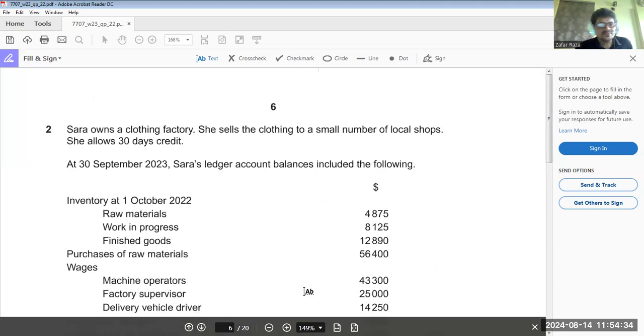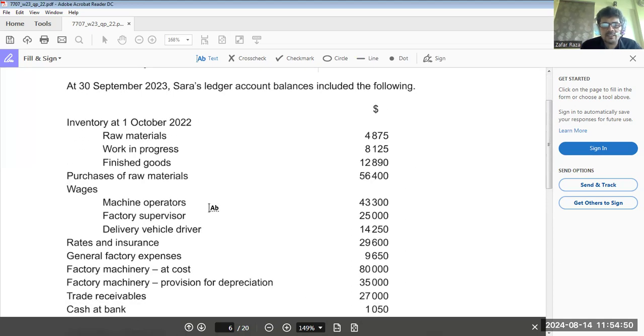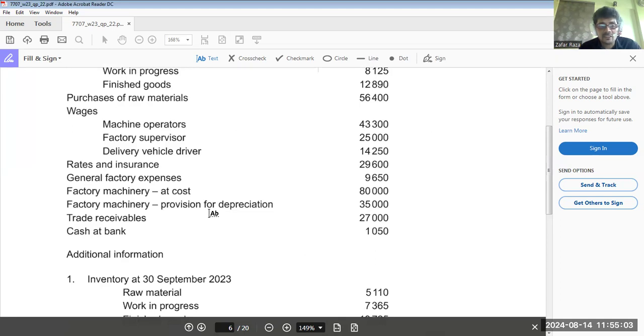Now, question number 2. Sarah owns a clothing factory. She sells the clothing to a small number of local shops. She allows 30 days credit. Okay. On 30th September 2023, Sarah's ledger account balance included the following: inventory on 1st October. This is the opening inventory of raw material, work in progress, finished goods. Purchase of raw material, wages of machine operators, factory supervisor, delivery vehicle driver. Okay. Rates and insurance, general factory expenses, factory machine at cost, provision for depreciation of factory machine, trade receivable, cash in bank.